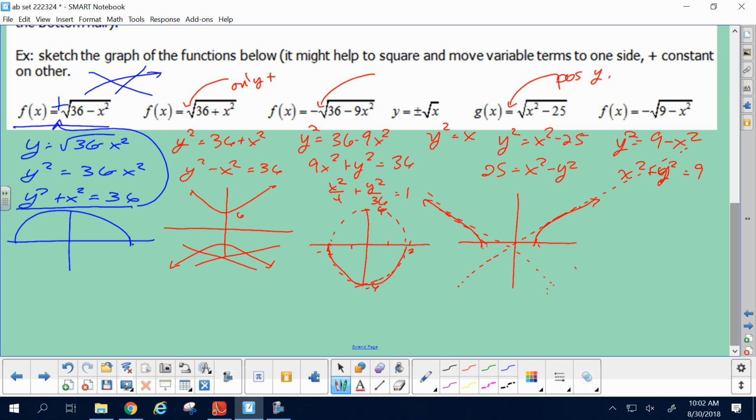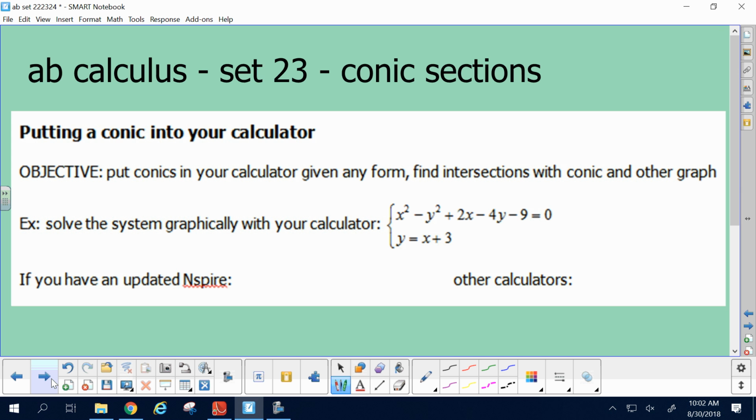All right? Back to this guy. X squared plus y squared is 9 is a circle. Which half? Top half or bottom half? Bottom half, radius 3, center 0, 4. Cool? Cool. All right, moving along.